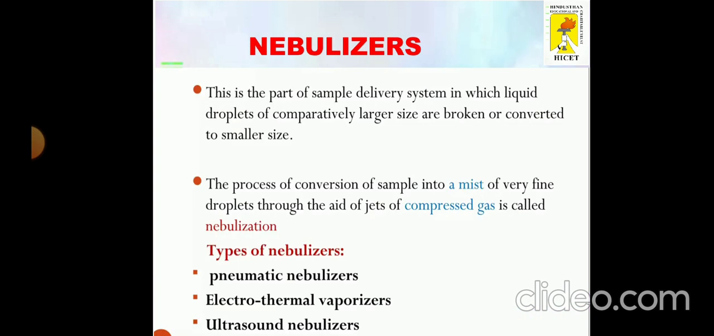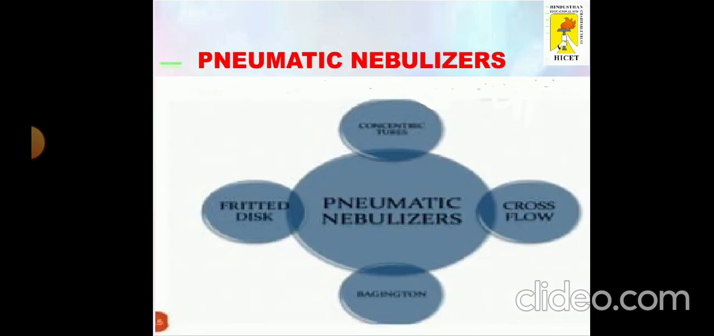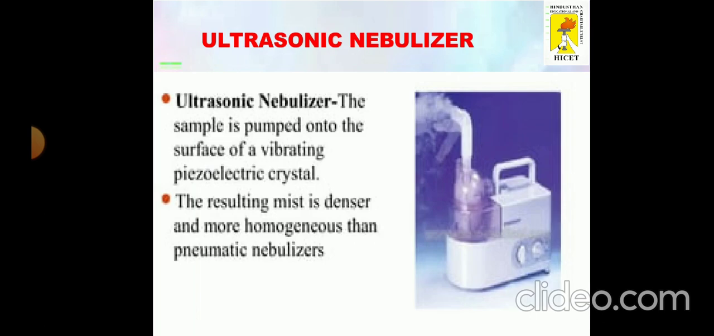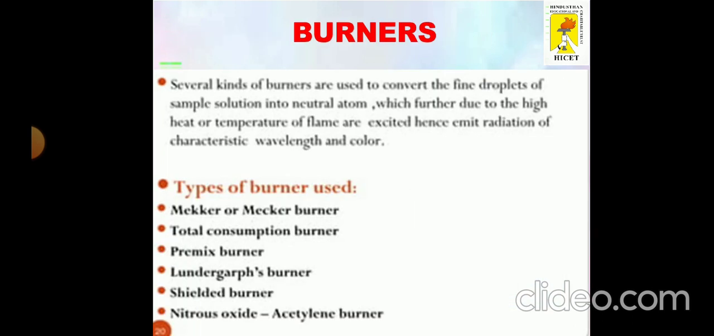Types of nebulizers. There are three types of nebulizers: pneumatic nebulizers, electrothermal vaporizers, and ultrasonic nebulizers. The electrothermal vaporizer contains an evaporator in a closed chamber through which an inert gas will carry the vaporized sample into the atomizer. In the ultrasonic nebulizer, the sample is pumped onto the surface, and the resulting mist is denser and more homogeneous than that in pneumatic nebulizers.